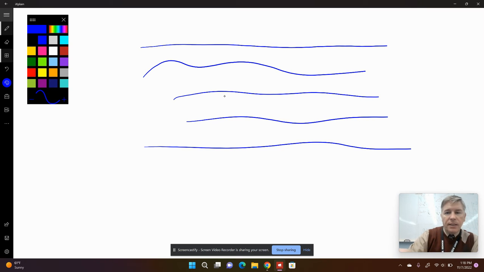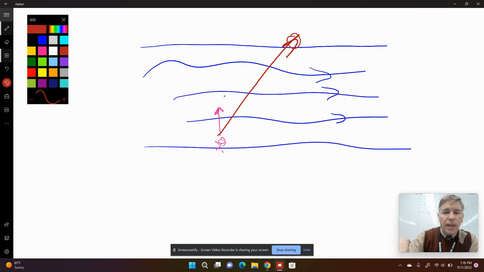Let's say that this is downstream. Okay, that's downstream. So one of my people is going to swim straight across. But because it's downstream, they're going to end up moving diagonally. They're going to end up down here. So that's where that person would end up. So this pink person is going to end up down here.